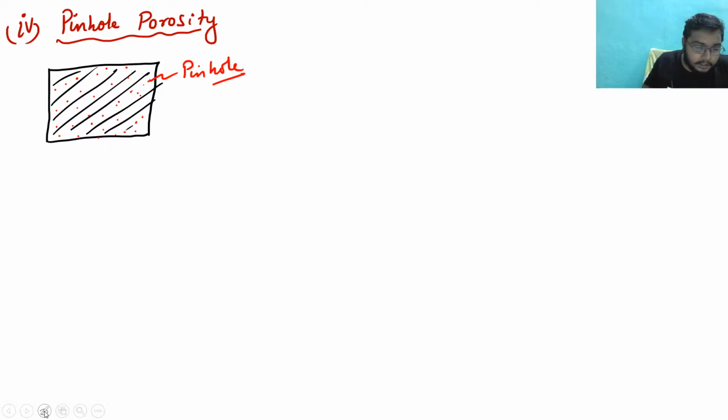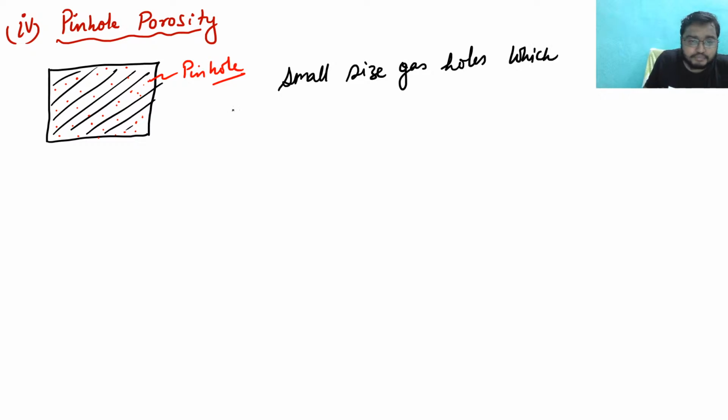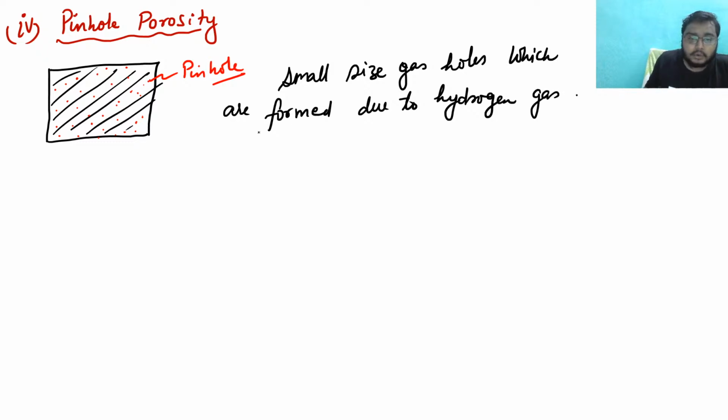So what I can write here is that it is a small size of gas holes which are formed due to hydrogen gas. So these are actually produced due to the hydrogen gas, and hence these are known as pinhole porosity. So I think this is clear to you. And see what are the causes. I have already discussed, the cause is the hydrogen gas, clear.